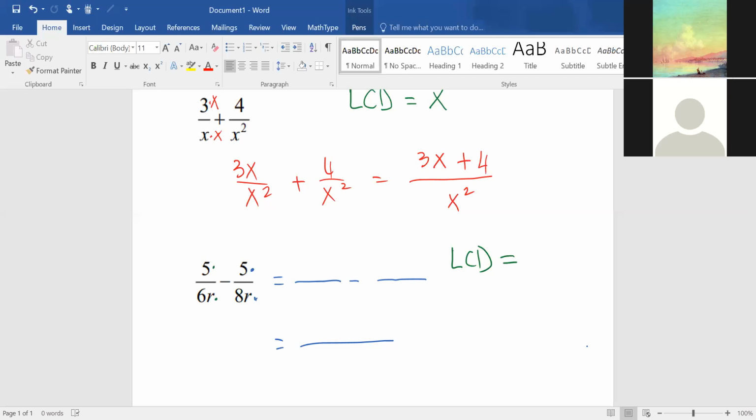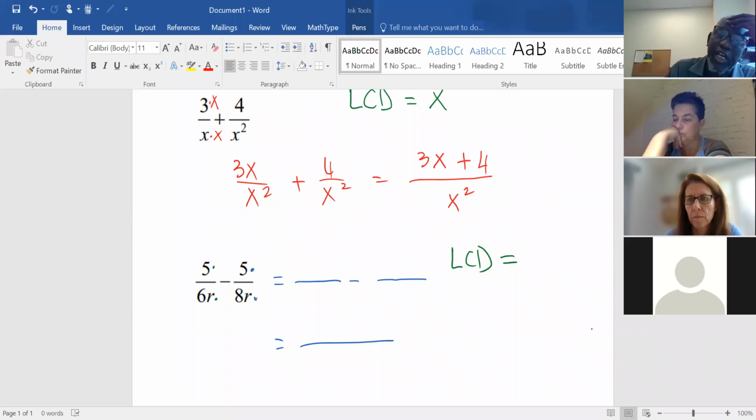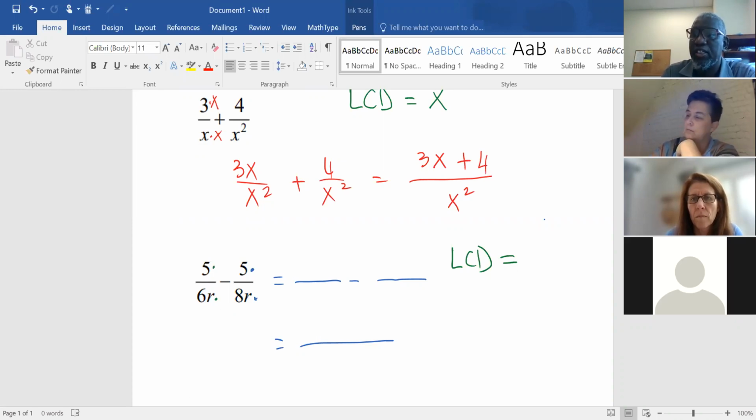All right, how much is the LCD, you think? 24R. Thank you very much. That is the least common denominator. The R obviously is the same, and the LCD between 6 and 8. Remember, the other name for the LCD is LCM, the least common multiple. What is the very first number that is a multiple of 6 and a multiple of 8? It is 24. So that is 24R.